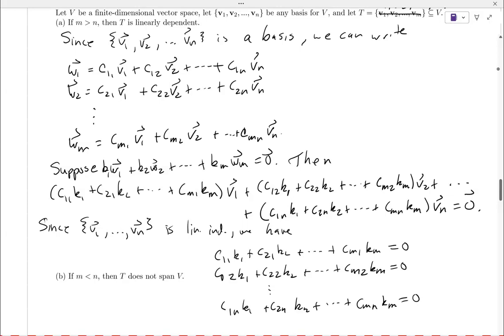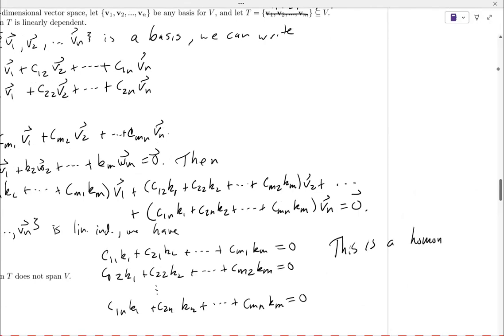What kind of linear system do we have now? I've got 0 constants on the right-hand side. Homogeneous. How many equations? 1, 2, 3, up to n equations. How many variables are we trying to solve for? M of them. Which one was bigger, n or m? M was, right? So do we have more equations or more variables? We have more variables, which means there are how many solutions? Infinitely many, right?